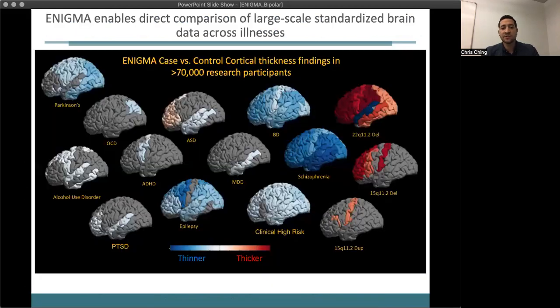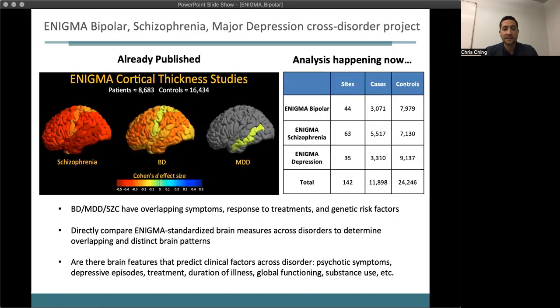And so one of the things we can do is to begin to compare these large-scale standardized brain metrics really on an unprecedented scale. So each of these brains here represent the largest case versus control published studies looking at cortical thickness in these different brain conditions. And so one of the things we're doing now is to move towards actually directly comparing these measures across these different working group studies. So one of the projects we have underway is combining data from the ENIGMA Bipolar, Schizophrenia, and Major Depression working groups.